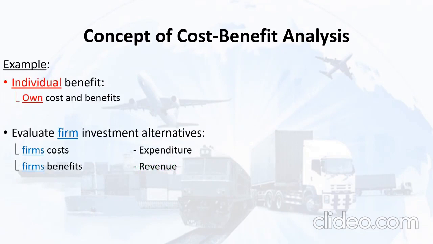For example, here the individual benefits is on cost and on benefits because it's individual. Evaluate firm investment alternatives. The firm cost, for example, is expenditure, and the firm benefits is, for example, revenue. So the benefits for the firm is hasil revenue, and the cost for the firm is expenditure.